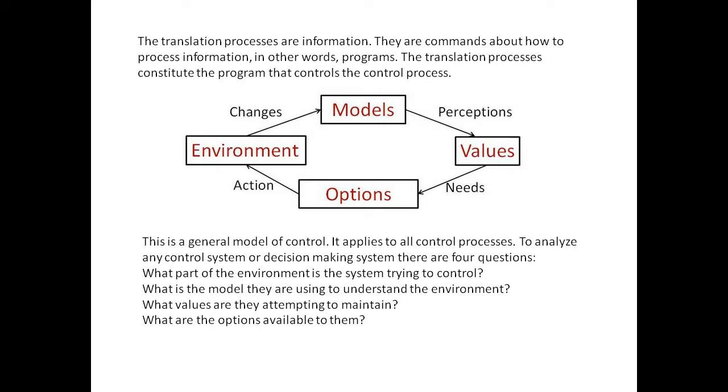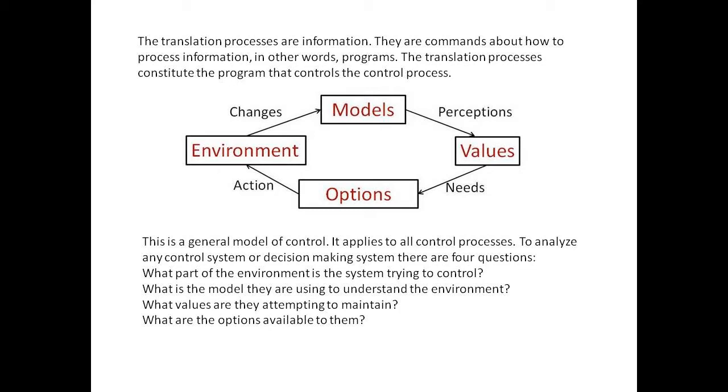The translation processes are themselves information. They are commands about how to process information. In other words, programs. The translation processes constitute the program that controls the control process. Thus, changes are interpreted by models to produce perceptions, which are evaluated by values, which produce needs. The needs are assessed by the options and chosen an action which acts on the environment in order to produce changes. This is a general model of control.